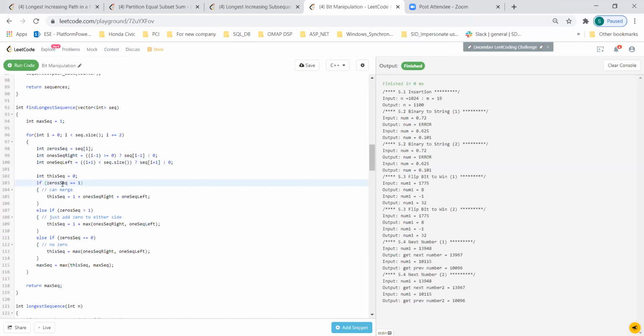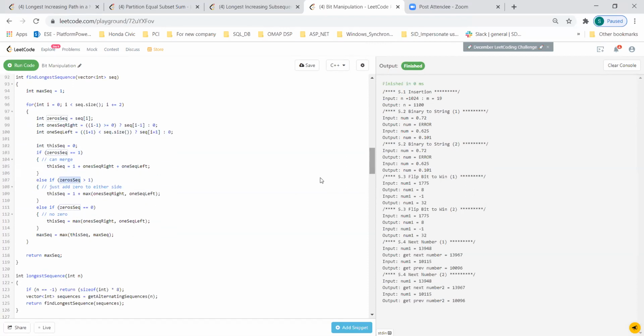Okay, so if our 0 sequence is 1, we know that we have only 1 0, so then we can combine the right and left together along with the 0. So this is 1. So this will be our current sequence. Okay, but then in a scenario when our 0 sequence is more than 1, what we have to do is we just look for whichever is the maximum, either the left side or the right side, and then we just add 1 to it.